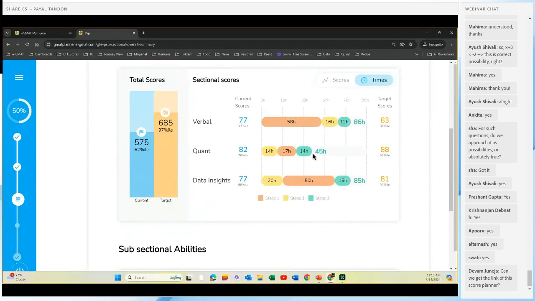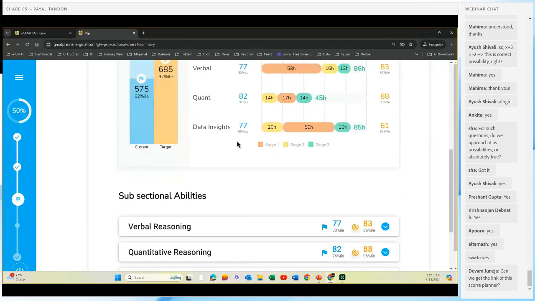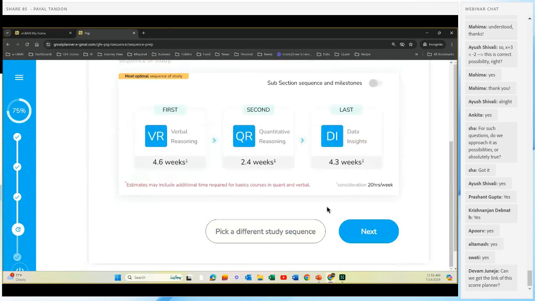Okay, that 77 hours has reduced to 45 hours because now the system has a lot more information about you, because now you've entered what your algebra and arithmetic subsectional abilities were. Okay, but DI has increased. Why? Because TPA and MSR were your weaker sections.